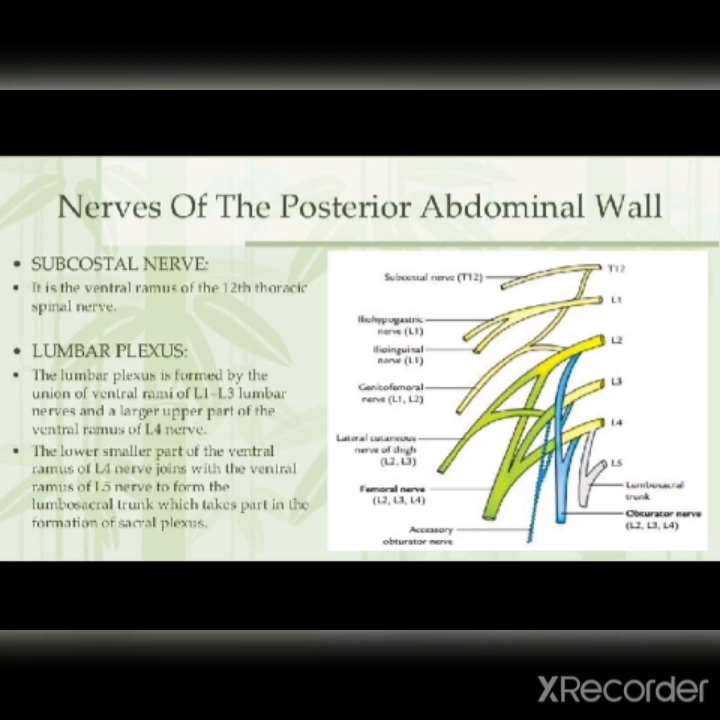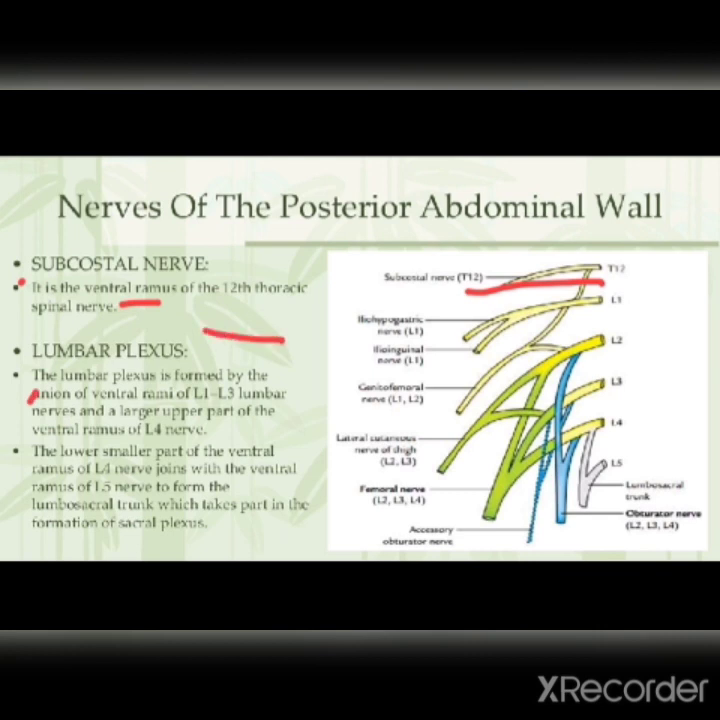Now, the nerves of the posterior abdominal wall. The nerves of the posterior abdominal wall are the subcostal nerve. So, this is your subcostal nerve. It is the ventral ramus of the 12th thoracic spinal nerve. Then there is the lumbar plexus.